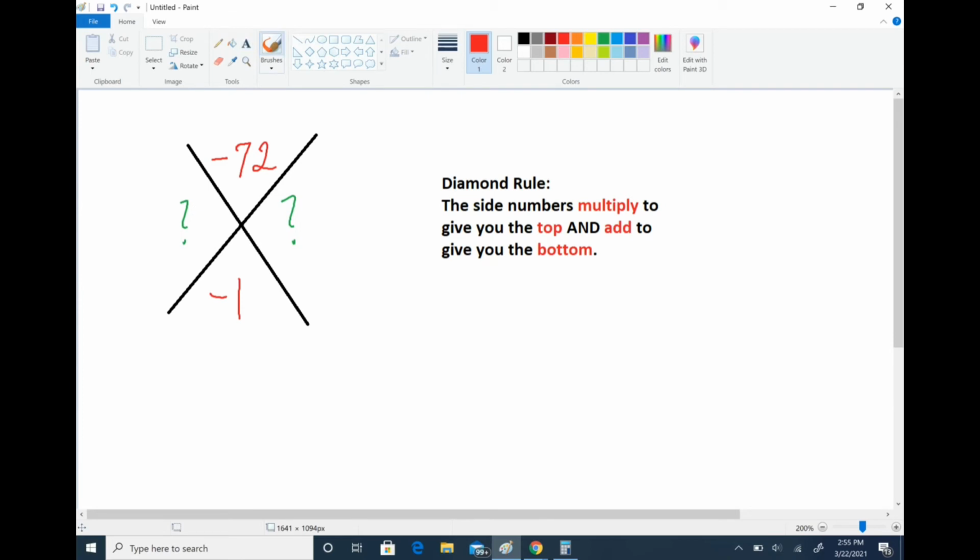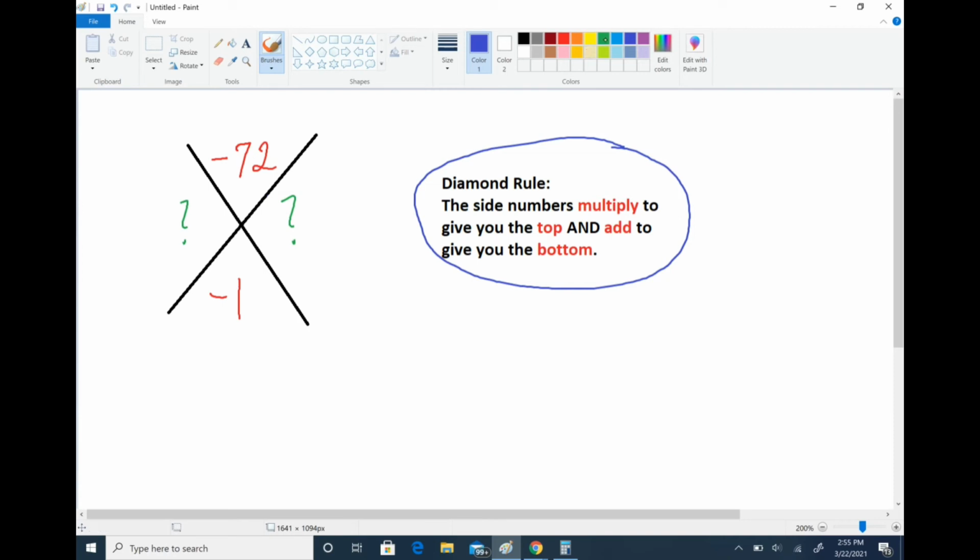Let's refresh on how the rule works. The side numbers multiply to give you the top and add to give you the bottom. That's the diamond rule.